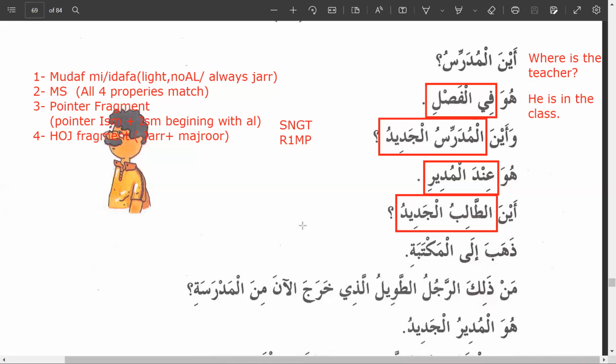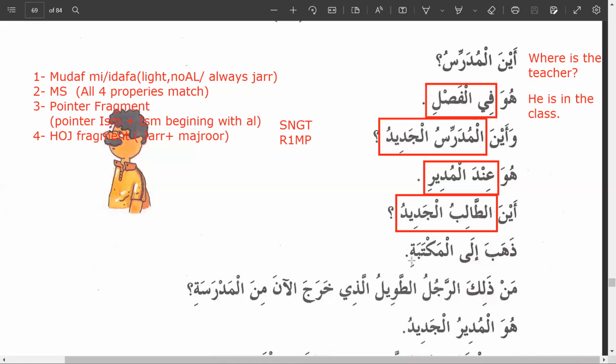Same construction, right? Okay. Dhahaba ilal maktabati. Dhahaba is a fail. And let me tell you, because we haven't done a fail yet. So Dhahaba is he went. Okay. Aina talibul jadidu. Where is the new student? Dhahaba, he went. Ilal maktabati. Ila, what is ila? To. Al maktabati is the library or office.